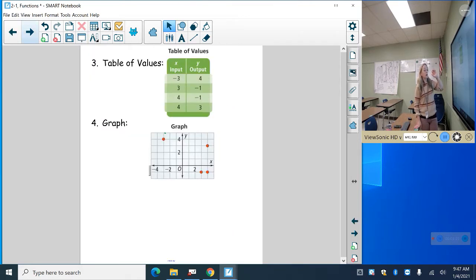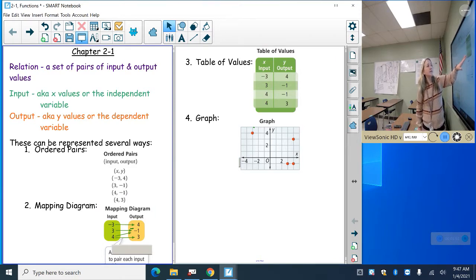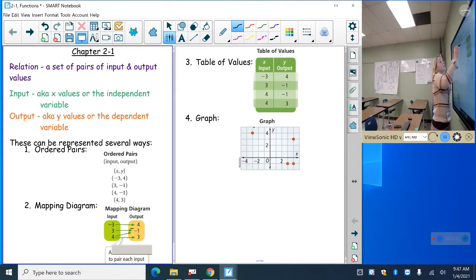Another way to show a relation is a table, an XY table, where your x's are your inputs again, and your outputs are your y's. And if you notice, if you look at all of these things, okay, they are all the same relation. -3, 4, 3, -1, 4, -1, 4, 3. Same thing in the XY table, and then we have a graph. If you were to read this graph, the way it is, this point would be -3, 4.